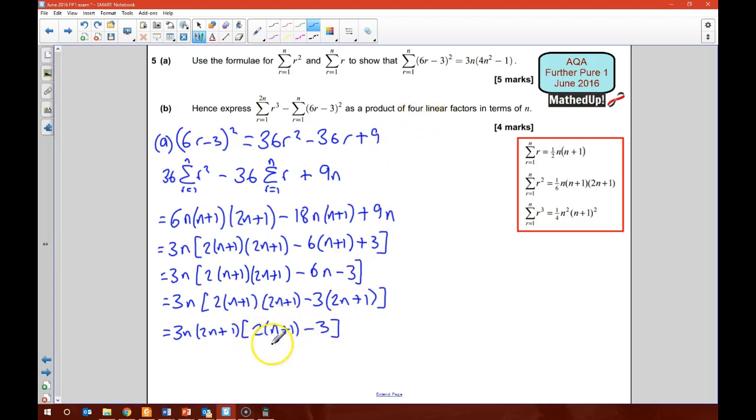Okay, we'll do it on a separate line. So we've got equals 3n times 2n plus 1, and then this bit here is going to be 2n plus 2, but I'm then going to be taking away 3, so 2n plus 2 take away 3, which gives me 2n take away 1.